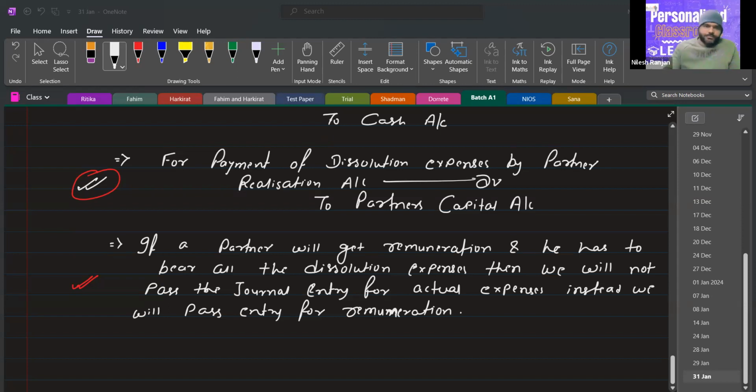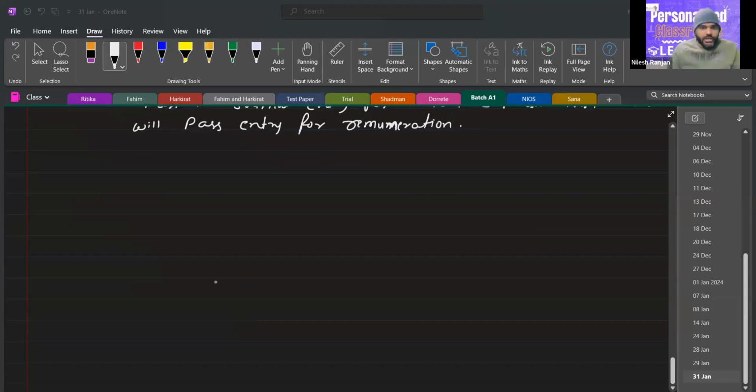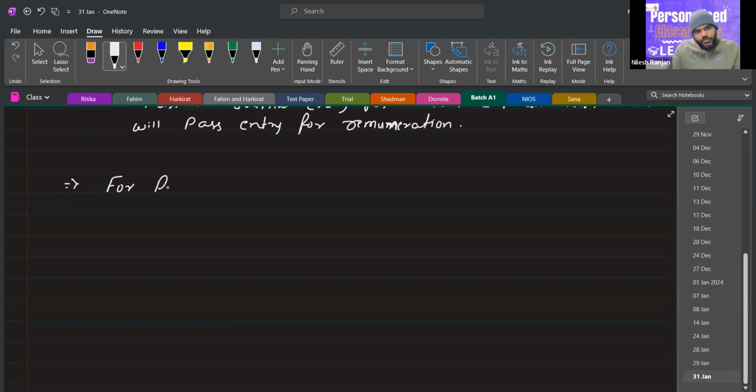Now, we have completed all the journal entries related to the realization account. After this, there will be one entry for payment of partner's loan. Can you tell me what will be the journal entry here?